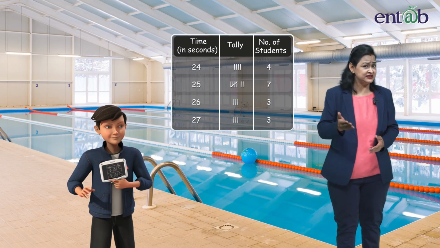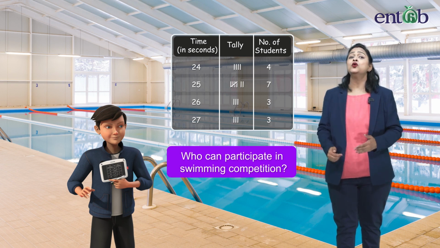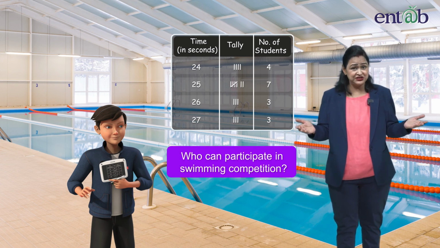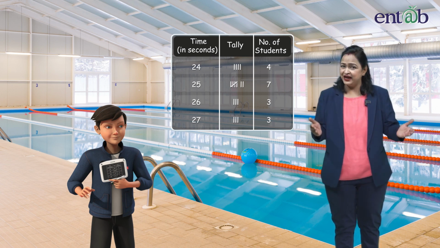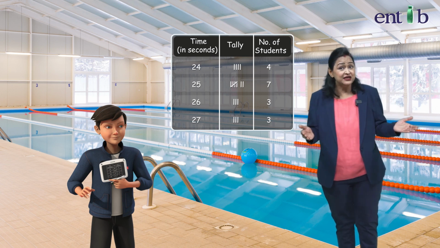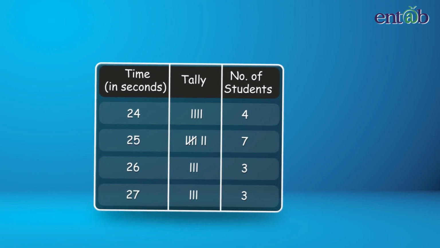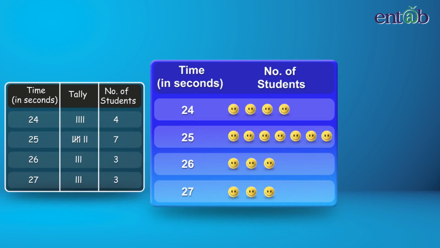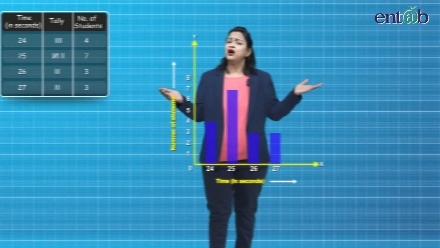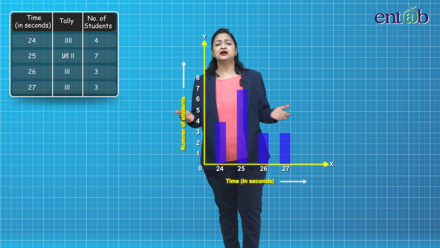On the basis of this report, can you now decide who can participate in the swimming competition? Yes, we can. So, he may now submit his report on the class's quickest swimmers. You already know that this data can be represented in many ways for easy reference, like a pictograph or a bar graph. We can look at the bar graph and make inferences about the data. We can also get information based on these bar graphs.